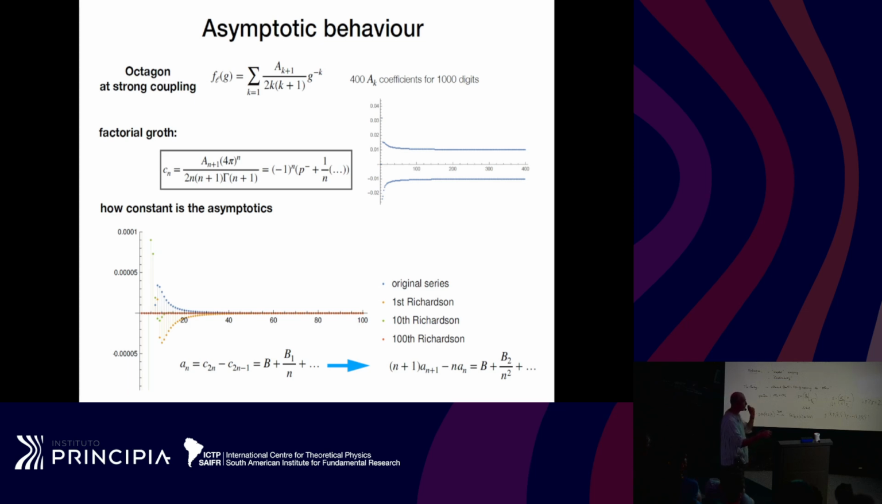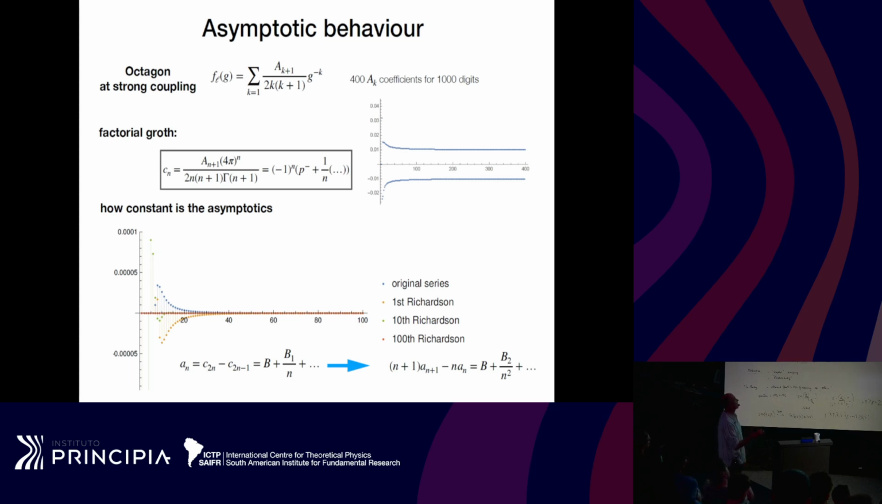So to know whether it's really factorial growing, you have to analyze this series a bit more. And the way you do it, you just switch off the odd combinations, and then it should be no more alternating. It's some constant plus 1 over n plus 1 over n square and so on. And then you use this Richardson transformation on your series. You can actually kill the 1 over n behavior by this trick. And then if you apply it many, many times, you will see that this is really constant. So the asymptotic behavior is described exactly of this form.